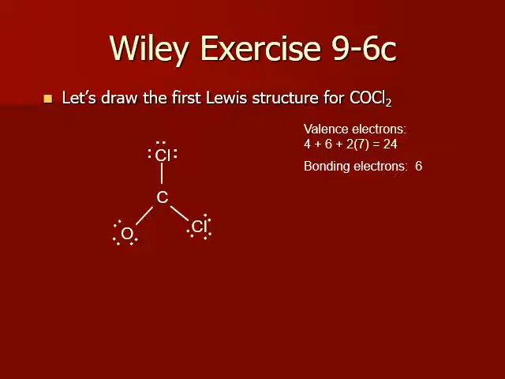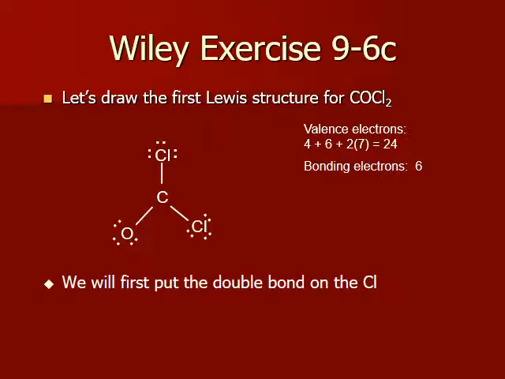Carbon does not have an octet, so we need a double bond. We will first put the double bond on the chlorine. Taking one of the non-bonding, adding a bond. Now, this is a technically correct structure. We've used all our valence electrons. Every atom has an octet.